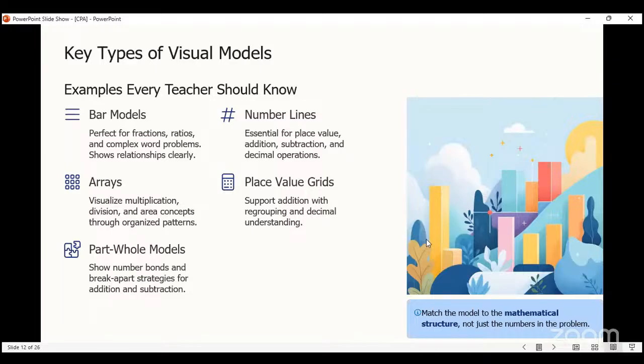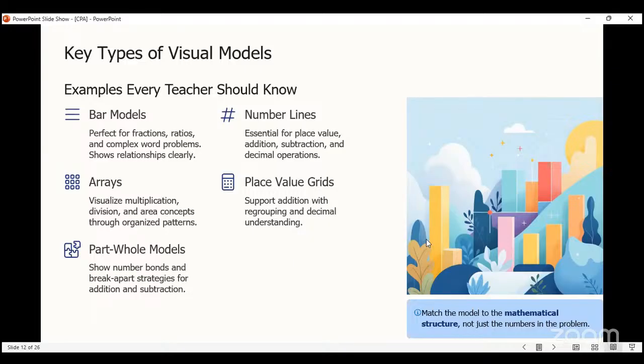Now, what are the key types of visual models that we have in numeracy? An example every teacher should know. Number one, bar models. After this training, find time to go to the website and check for more supporting documents that will teach you about bar models.